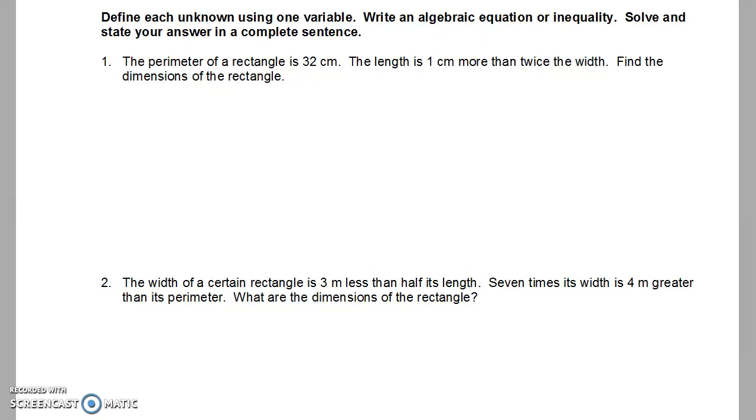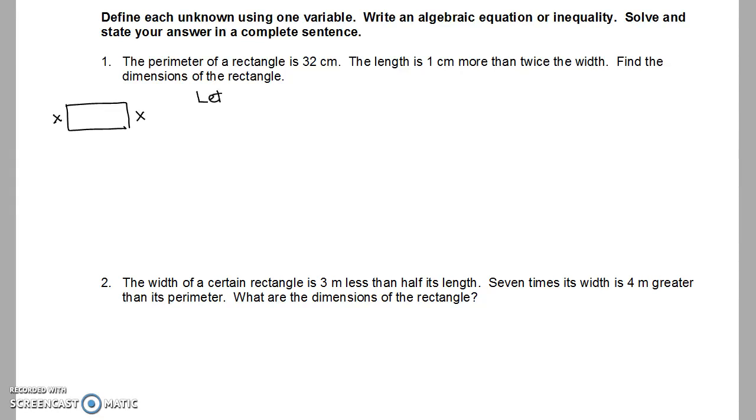Number 1, the perimeter of a rectangle is 32 centimeters. The length is 1 centimeter more than twice its width. Find the dimensions of the rectangle. So the first thing I would do is draw a little rectangle off to the side. If you feel like you need more space, you can use the blank paper on the other side of the lesson. So when it says the length is 1 centimeter more than twice its width, we don't know how much the width is, so that's going to be our x.